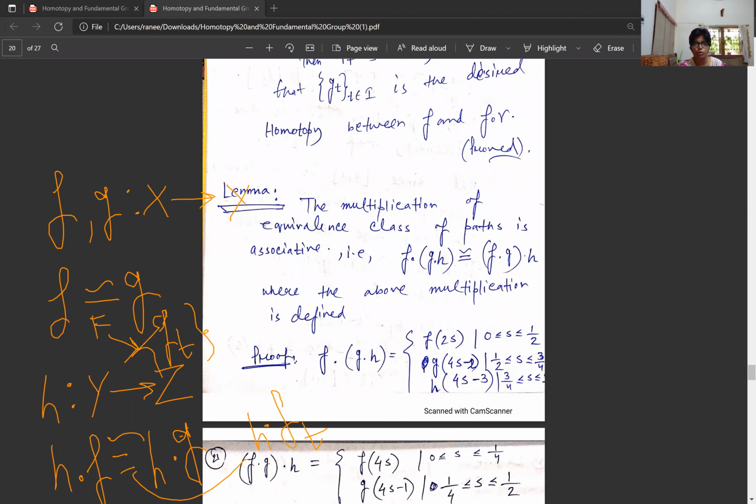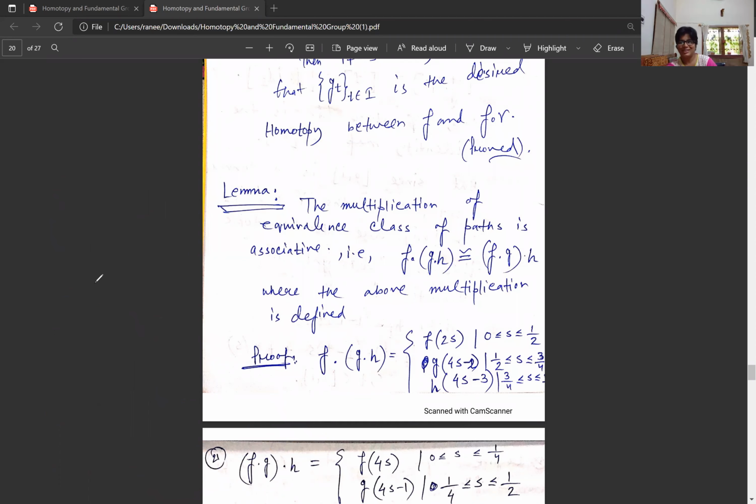Hey, can anyone tell me how to erase this now? Oh, yeah, it is on the top. Okay. Clear my drawings. Sorry. Okay.